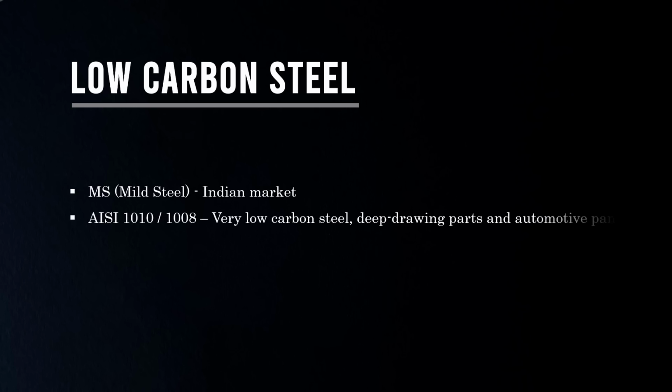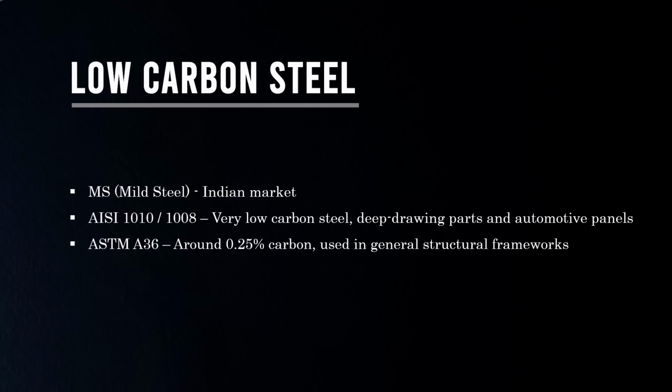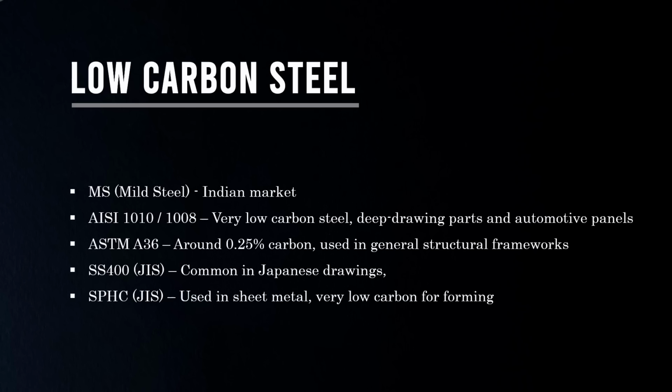Typical grades are 1010, very low carbon steel used for deep drawing parts and automobile panels. A36, around 0.25% carbon, used in general structural framework. SS400 in JIS standard, commonly used in Japanese drawings and for beams, plates and welded structures. And there's one more popular low carbon steel grade in JIS standard, SPHC, used in sheet metal.